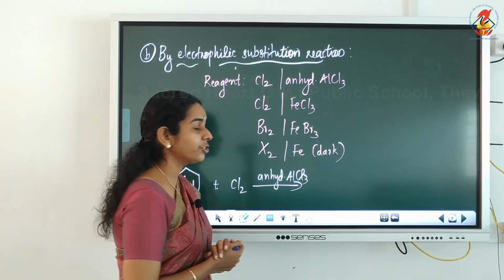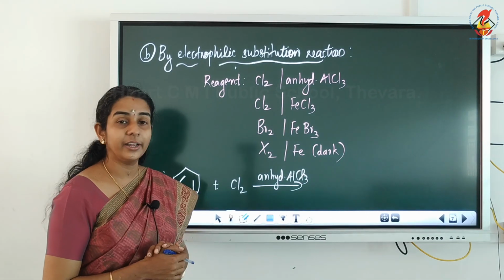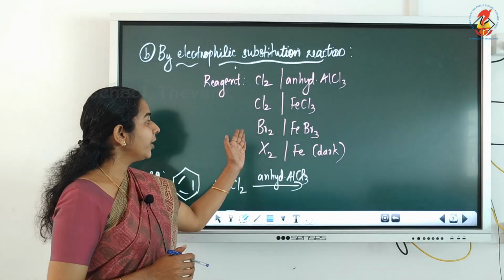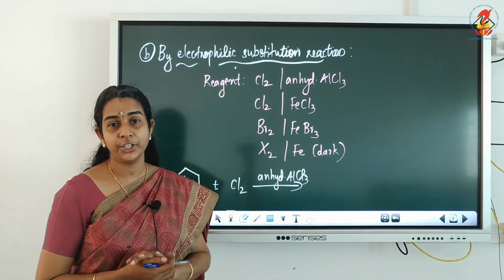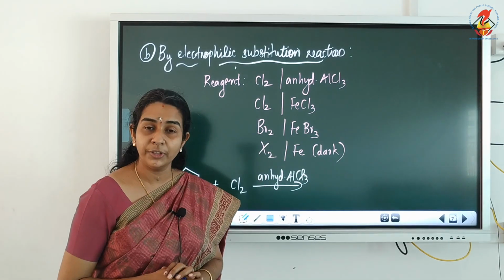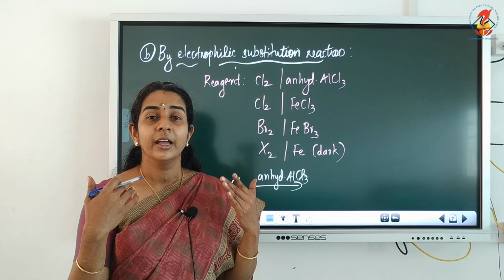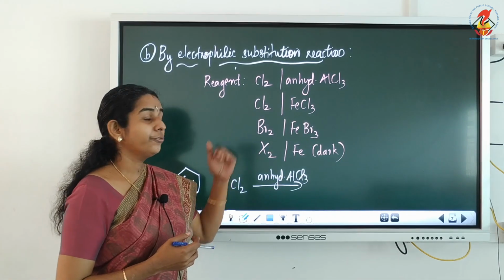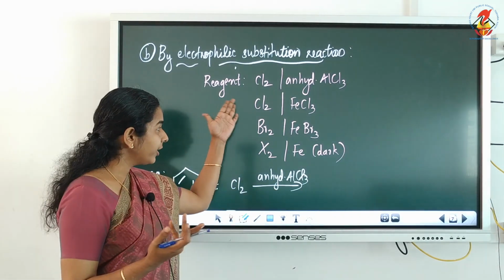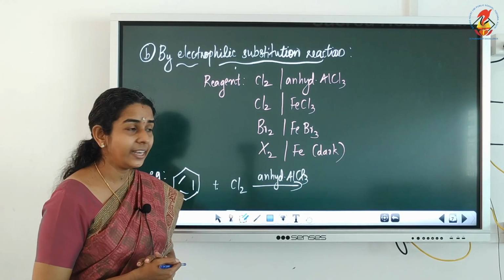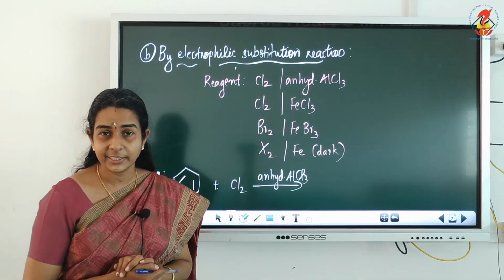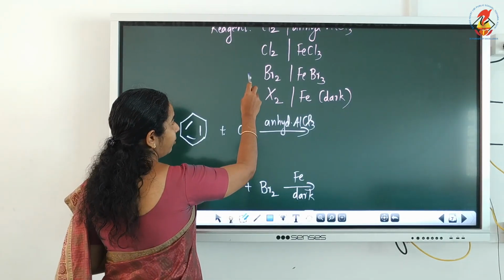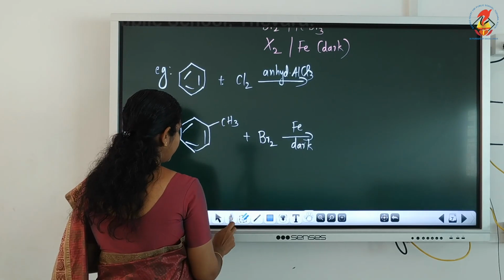For example, for chlorination, the reagent required is chlorine in presence of anhydrous AlCl3, or we can use ferric chloride also. If we are doing bromination, bromine in presence of ferric bromide, FeBr3. Now, other than anhydrous AlCl3, FeBr3 or FeCl3, for chlorination and bromination, for both we can use iron as catalyst, but the reaction should be carried out in dark. So that is about the reagents for electrophilic substitution.